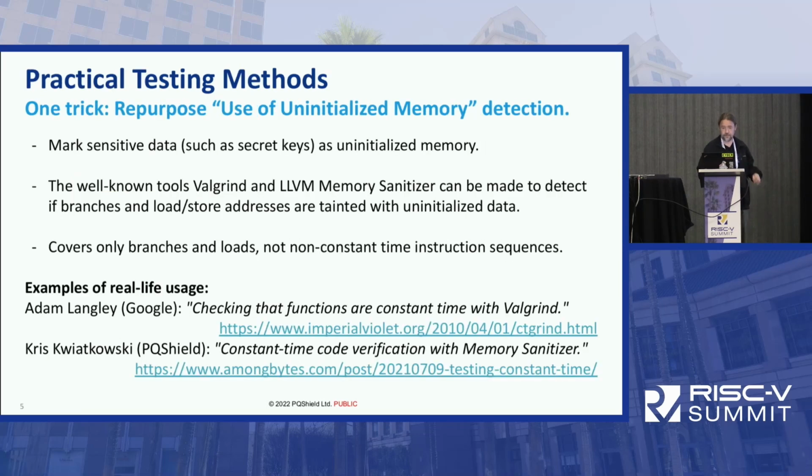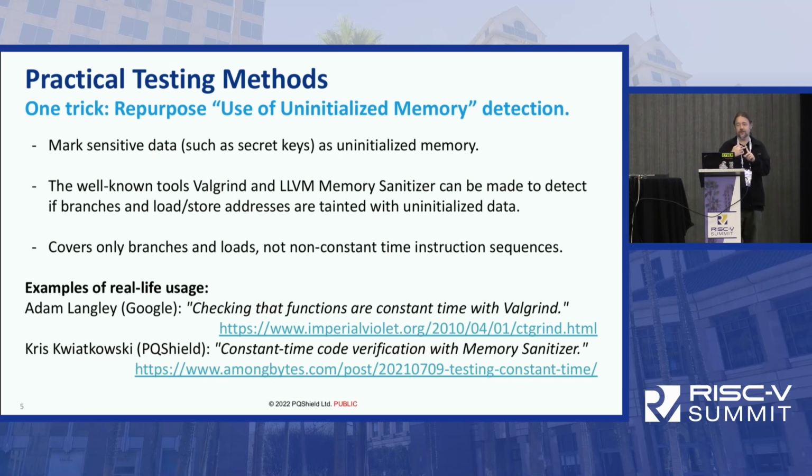So it's pretty important. Of course, when we implement these and run them on a new system, you need to be able to test it somehow. One trick that is often used is to repurpose various testing methods for use of uninitialized memory. You paint sensitive data, like your secret key, as uninitialized memory, even though it's not. And it turns out that these tools will complain when you are trying to load an address based on an uninitialized address, or if you are doing branches based on uninitialized variables. That's a way of detecting the same sort of error cases that we would have in non-constant time code. But it covers only branches and loads.